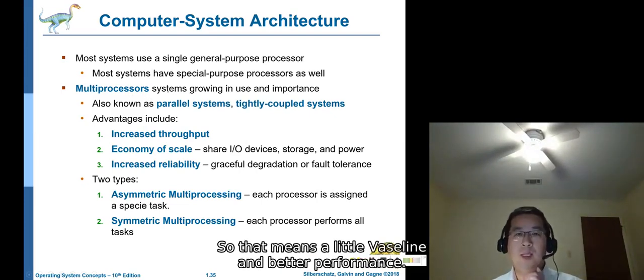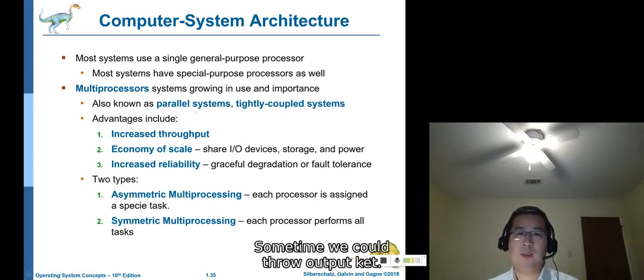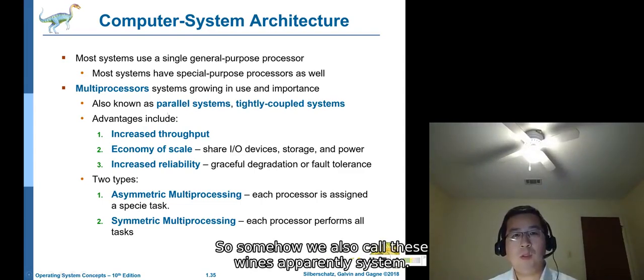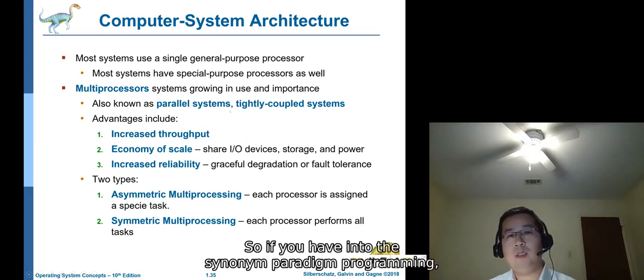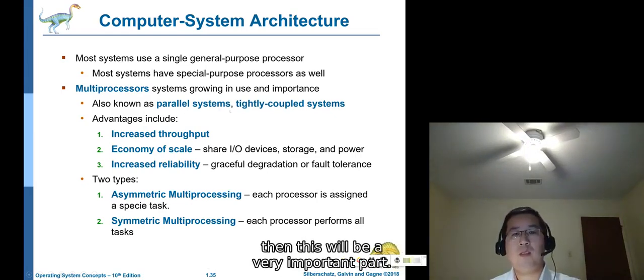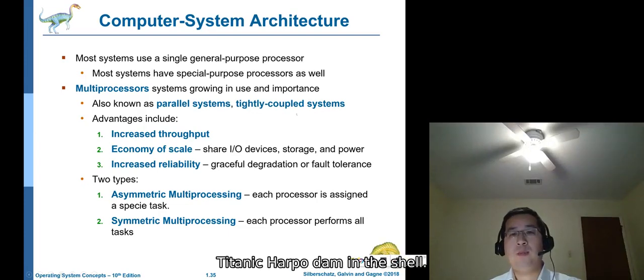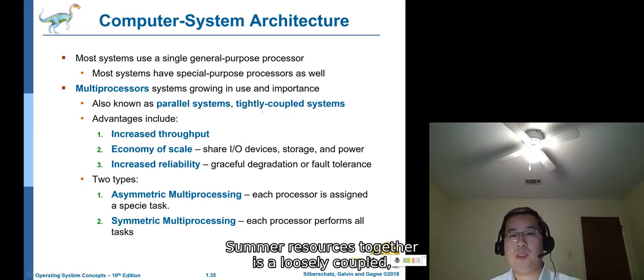So that means robustness and better performance. Sometimes we call this throughput. Right? So this is the reason. Sometimes we also call this a parallel system. If you are interested in learning parallel programming, then this will be a very important part. And then we also call it a tightly coupled system. Tightly coupled means they share some resources together.